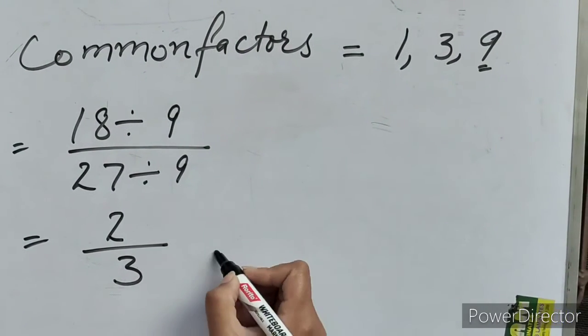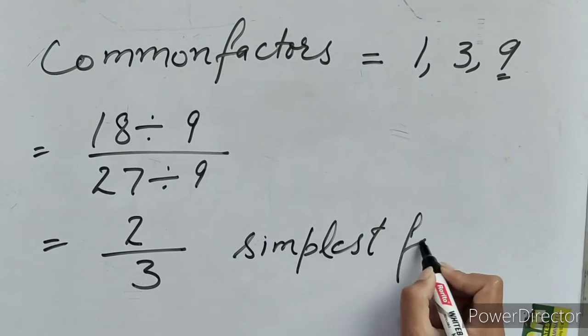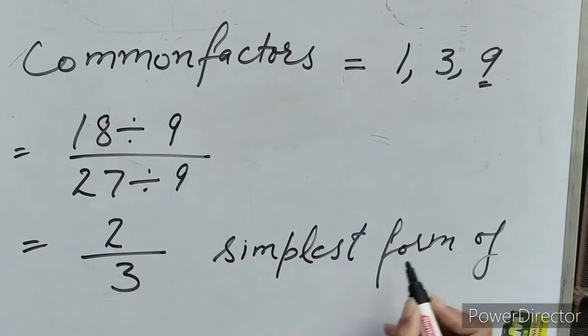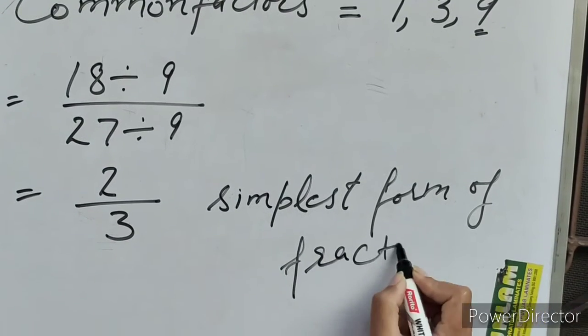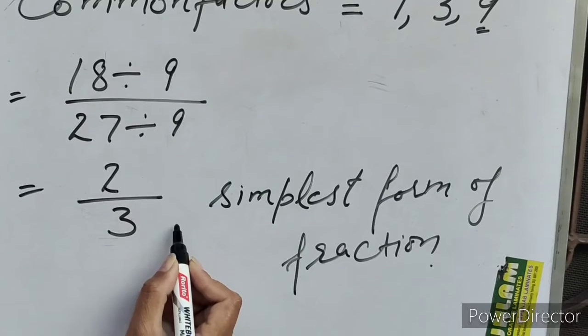So 2 over 3 is the simplest form of the fraction because 1 is the only common factor in numerator and denominator. There is no other number that is common between numerator and denominator. So 2 over 3 is the simplest form of the fraction.